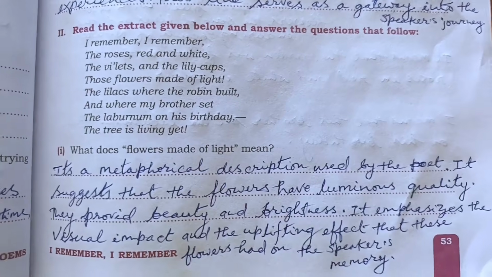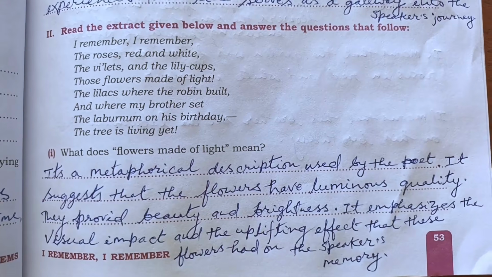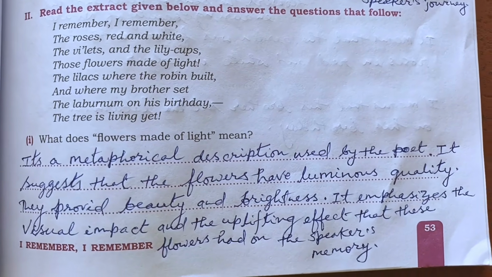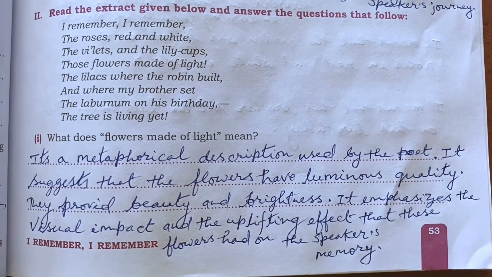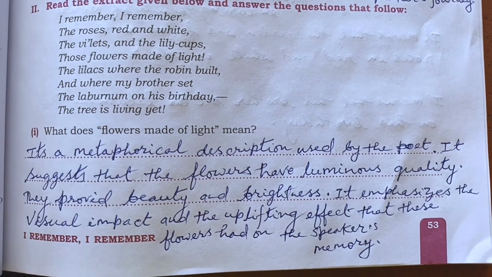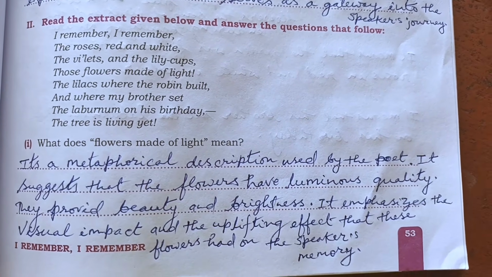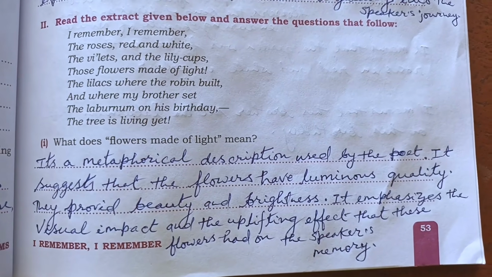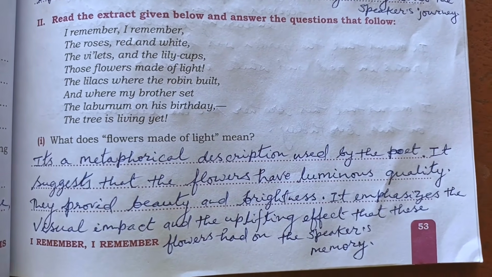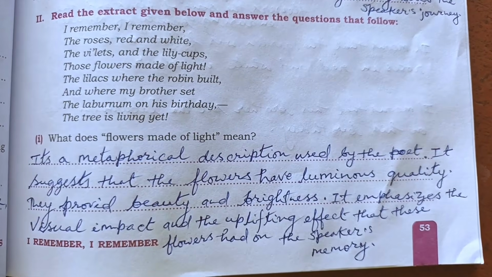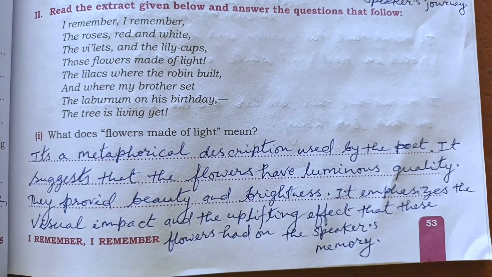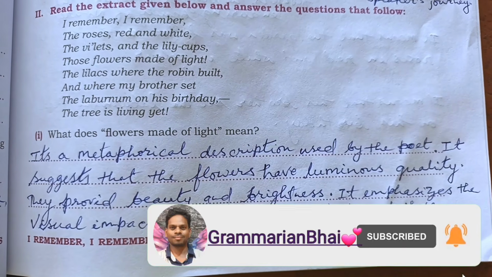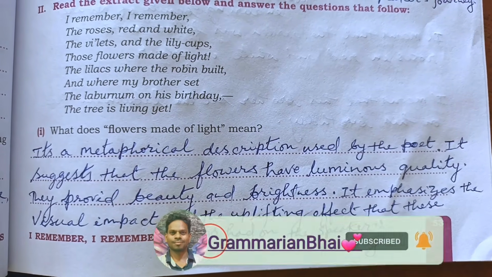Second extract, and the first question of the second extract is, what does flowers made of light mean? The answer is, it's a metaphorical description used by the poet. It suggests that the flowers have a luminous quality, they provide beauty and brightness. It emphasizes the visual impact and the uplifting effect that these flowers had on the speaker's memory.